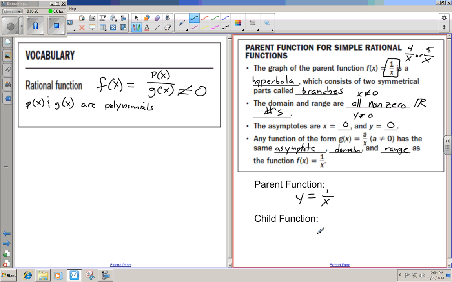The child function, and we'll talk more about this later, ends up having some more pieces to it. You're going to have y equals a number all over x minus h, plus k. Look, there's that minus h again. This should be another time that you see an x minus h, of course in parentheses, and a plus k. We're going to talk about how to read this in just a little bit.